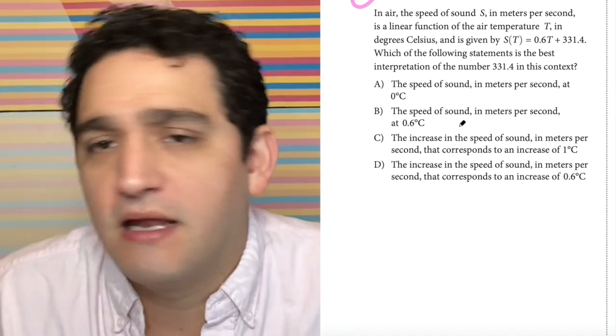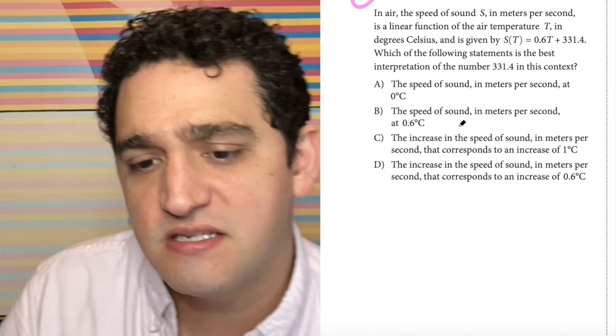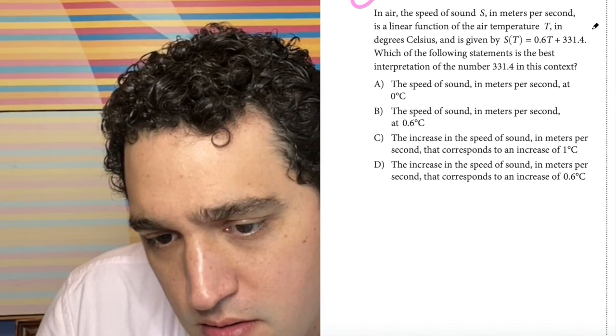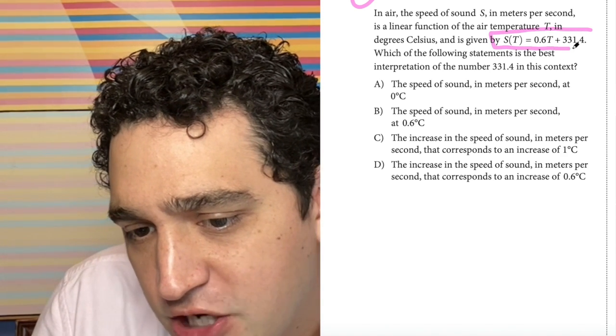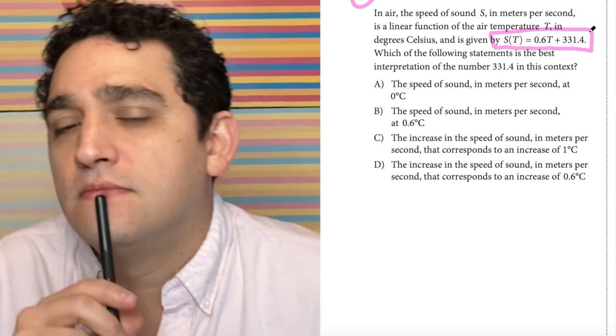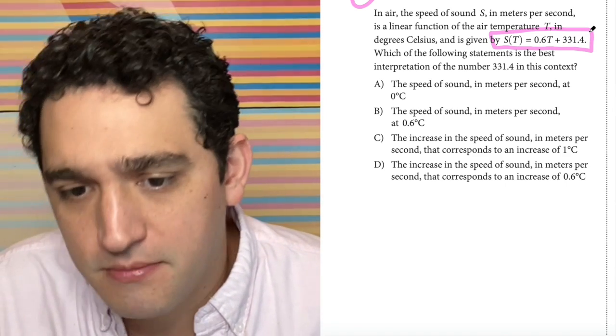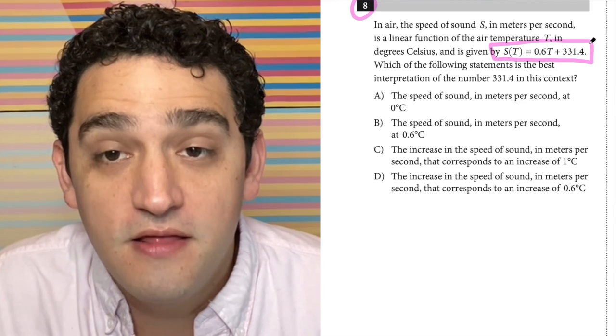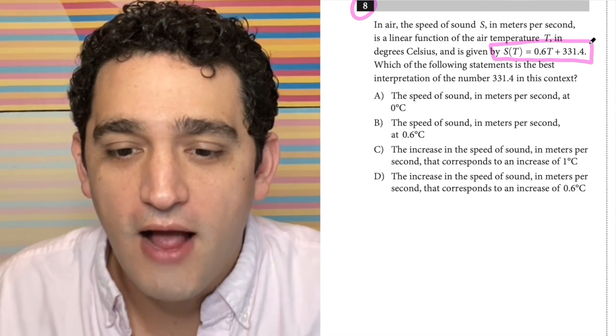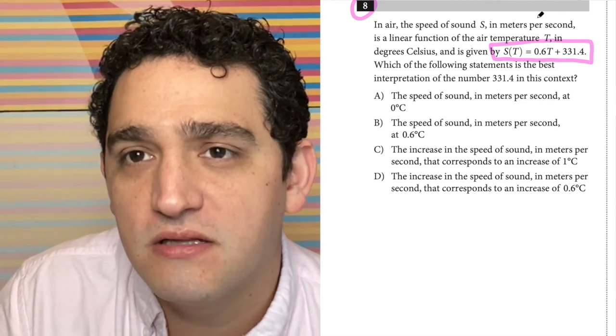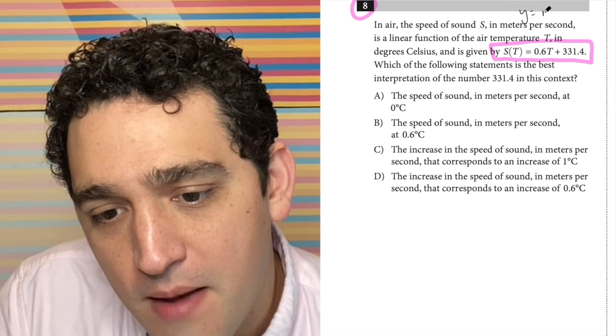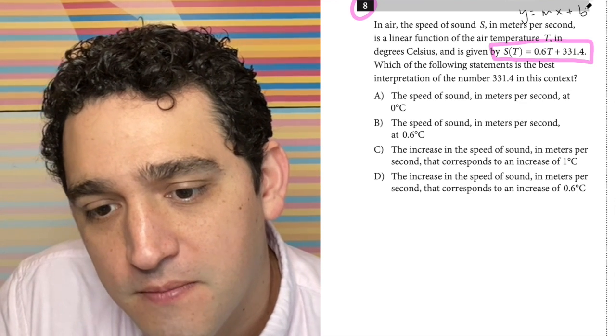Which of the following statements is the best interpretation of the number 331.4 in this context? Looks kind of complicated, but I ask you, this function right here, what kind of function is it? Pause the video and see if you can tell me. So, this is a linear function. I hope you notice that this looks a lot like y equals mx plus b.